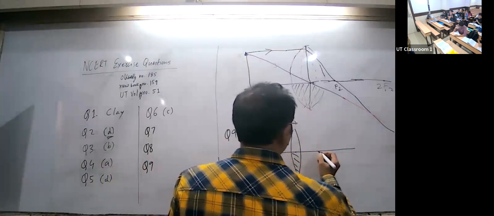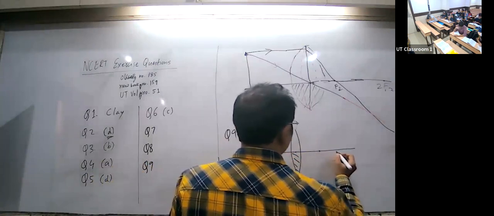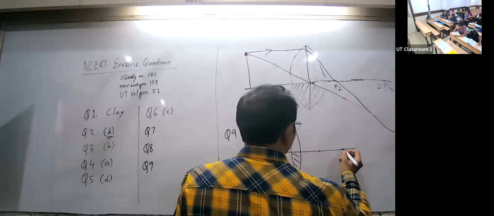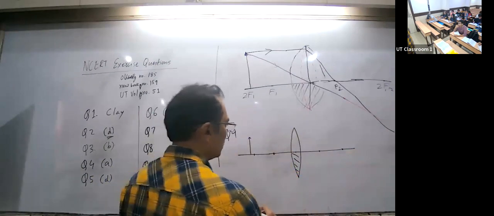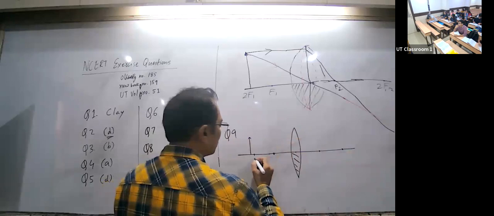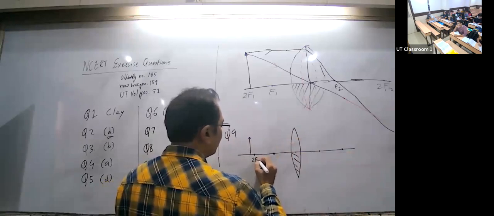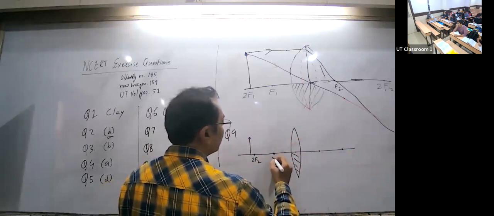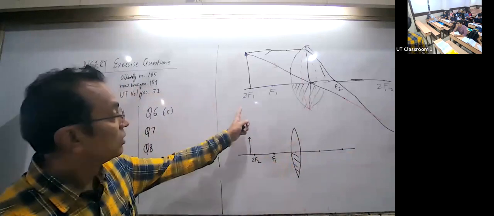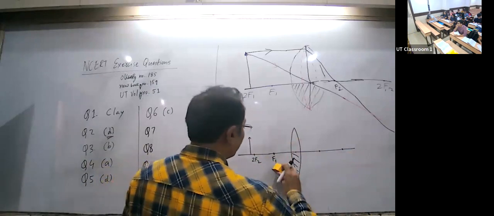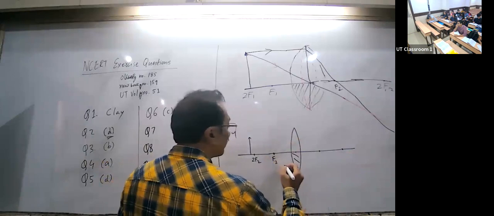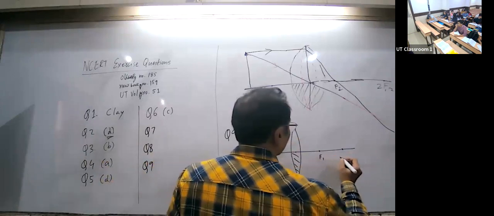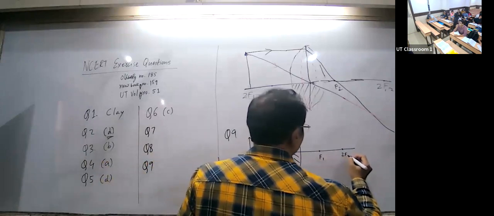Is it given that the object is kept at what position? That is not mentioned, right? So you can choose a convenient location. Now this is the second surface, so this will be 2F2 and F2. This will be F1 and 2F1.